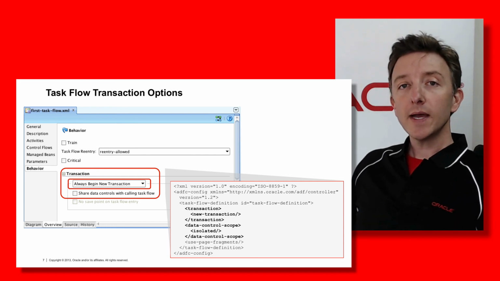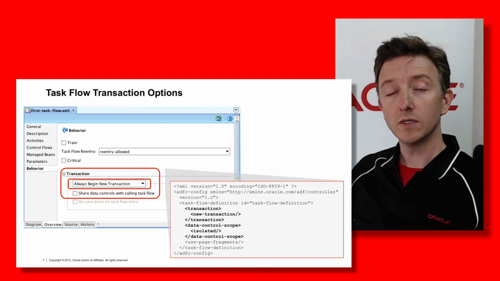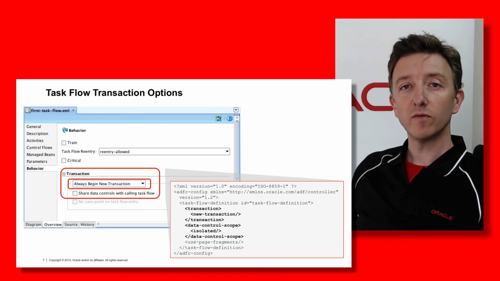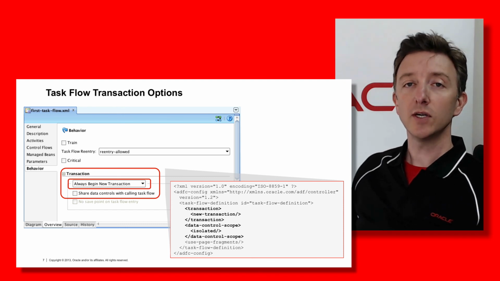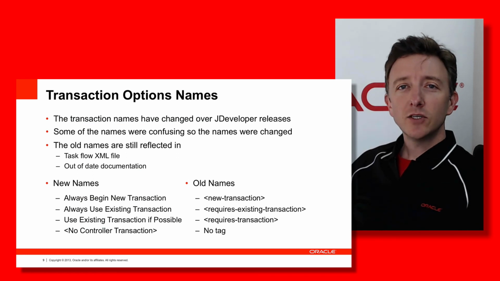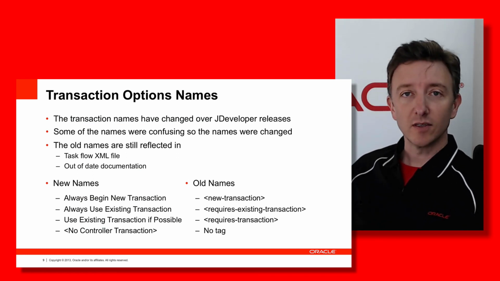Anyway, let's go back to discussing the actual transaction options themselves. We're going to look at the four options that are available from the bounded task flow behavior transaction options pop list. So in considering the transaction options, let's talk about what the four values are actually called.